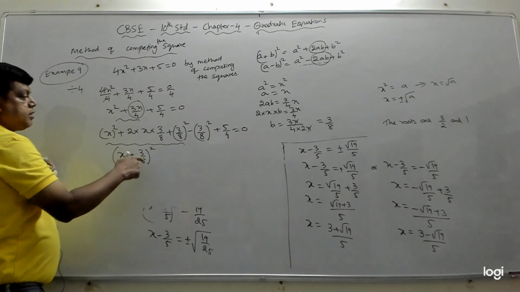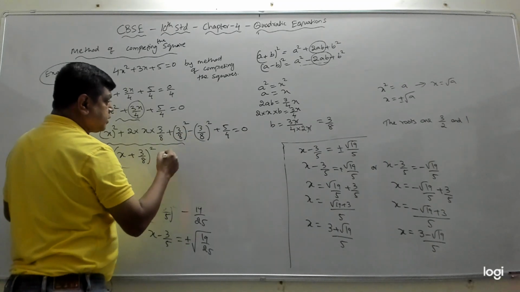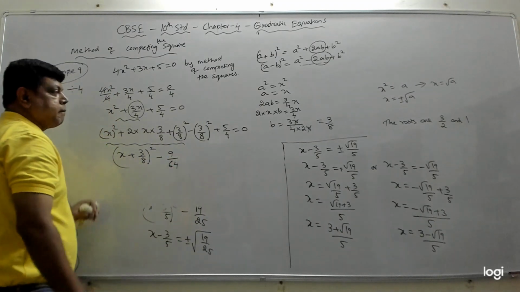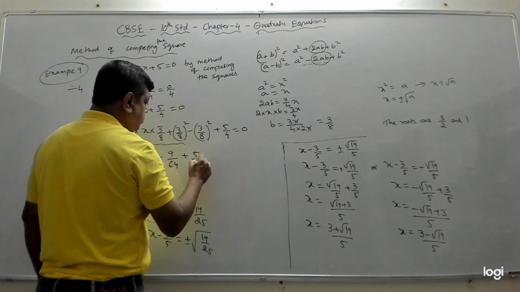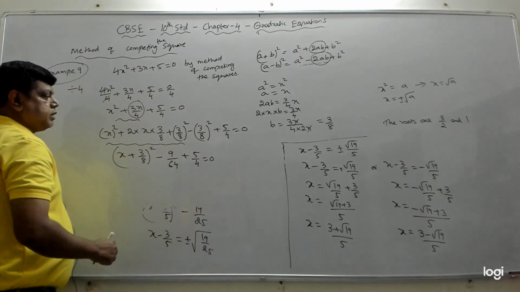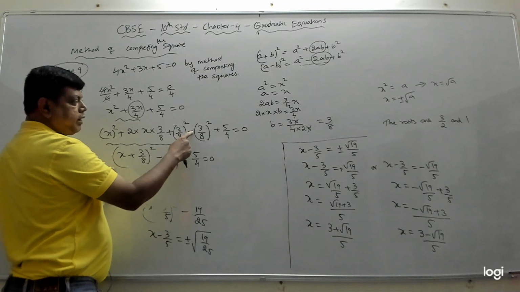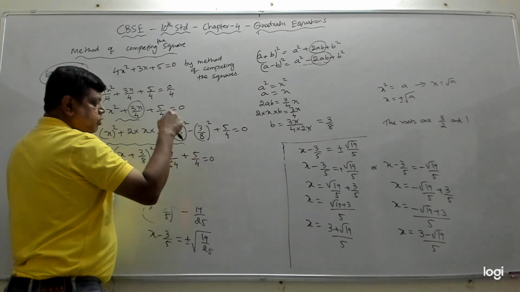a is x, b is 3 by 8. These 3 terms. Then after that we have minus 3 square, which is 9, by 8 square, which is 64, plus 5 by 4 equal to 0. So these 3 terms have become a plus b the whole square, and after that I have minus 9 by 64 plus 5 by 4 equal to 0.